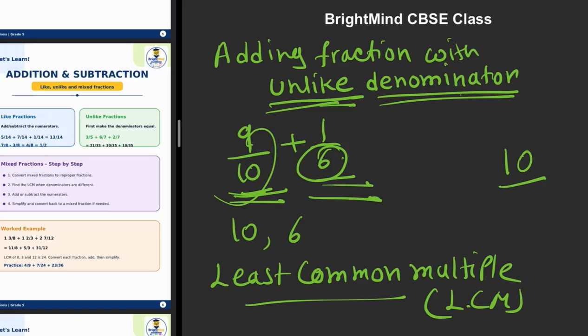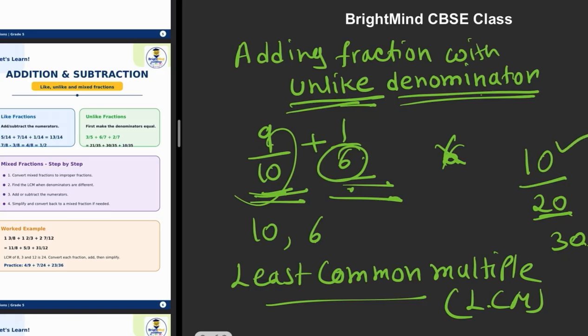So, is 10 divisible by 6? Let me check here. No. So now we can check more. Is 20 divisible by 6? No. Is 30 divisible by 6? So I am going through the multiples of 10, to find the smallest multiple of 10 that is divisible by 6. And that's going to be 30.